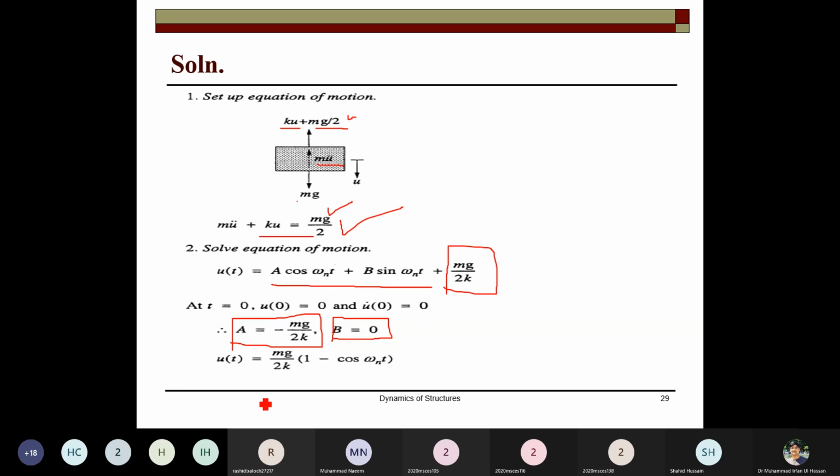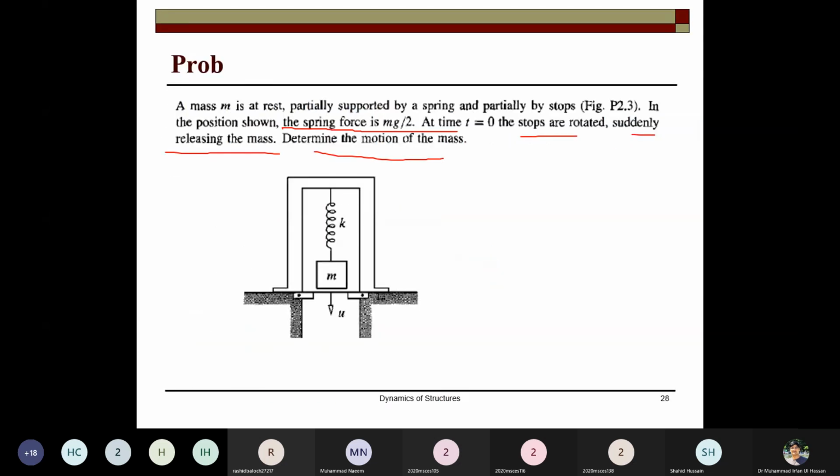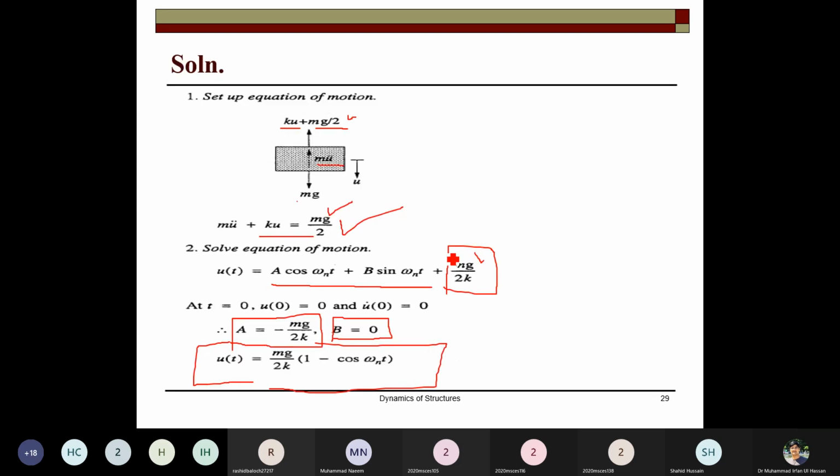Now putting the value of A here, A cos omega t, and B is 0, plus mg over 2k, we have this function. So this is the response function of this system, a spring which is subjected to the force of mg by 2. So the problem was that the mass is at rest, supported partially by the spring and partially by stops. In the position shown, the spring force is mg by 2. So already it had some force mg by 2. That's why this mg by 2k remains with it. And finally, this is the response of the system.